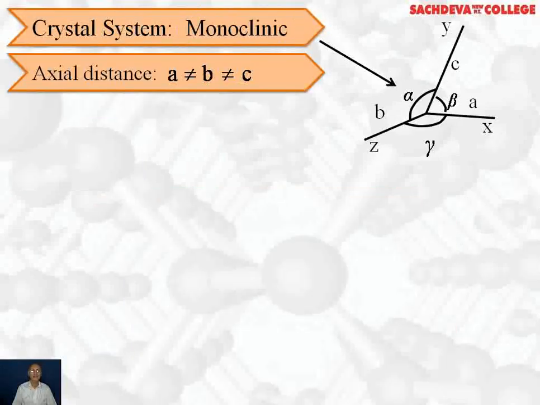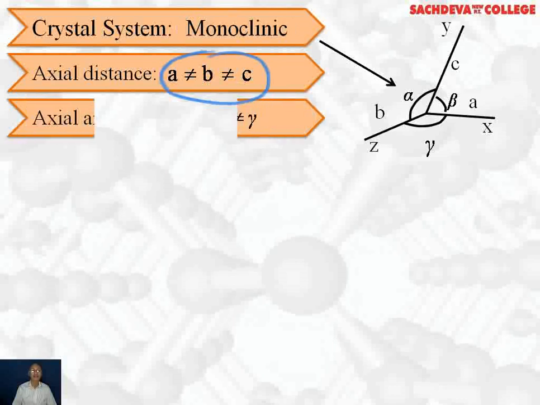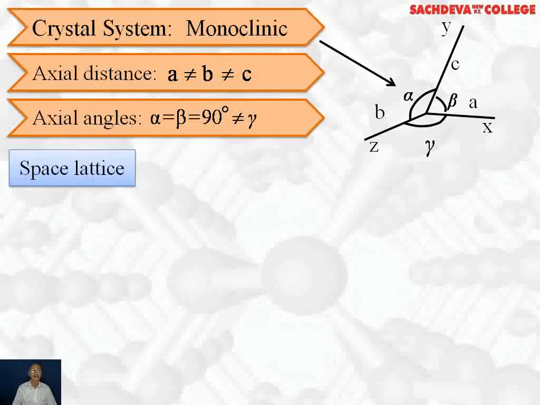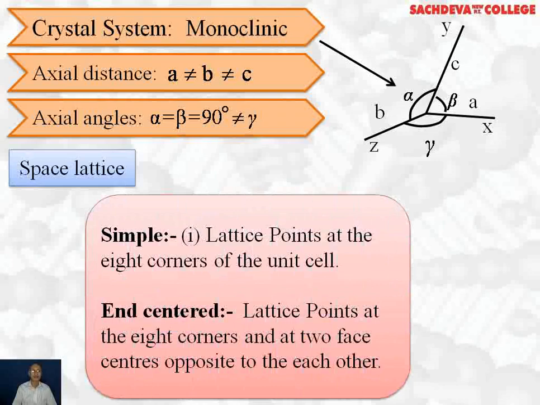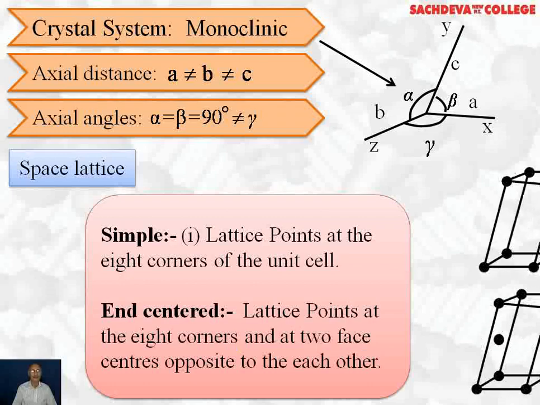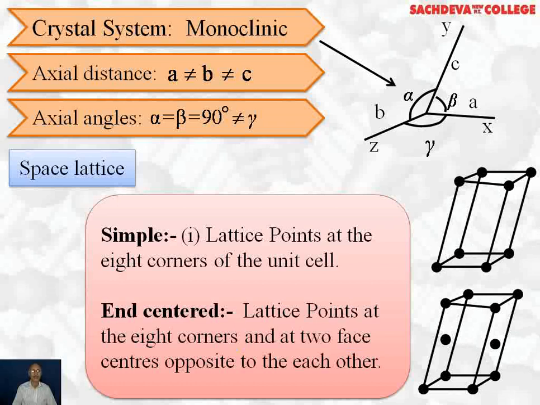In monoclinic system, all the sides are unequal. That is, axial distance A is not equal to B is not equal to C. Two angles are equal, alpha and beta, they are equal to 90 degree, but it is not equal to gamma. That is, gamma is not equal to 90 degree. Space lattice, we have simple cubic, lattice points on the 8 corners, end centered, lattice points at the 8 corners and at the two face centers opposite to each other. These are the diagrams of this monoclinic system.